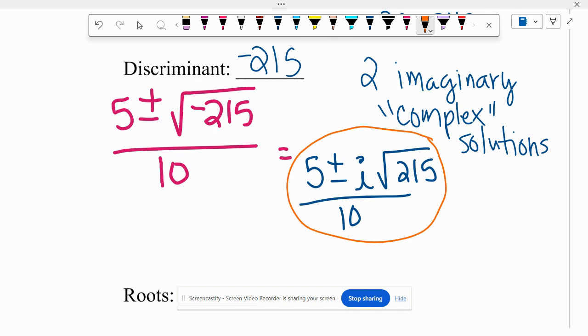Okay. If you put the square root of -215 in your calculator, what does it say to you? Anyone try that? Try taking the square root of -215. Tell me what your calculator says. Non-real answer. Yeah.